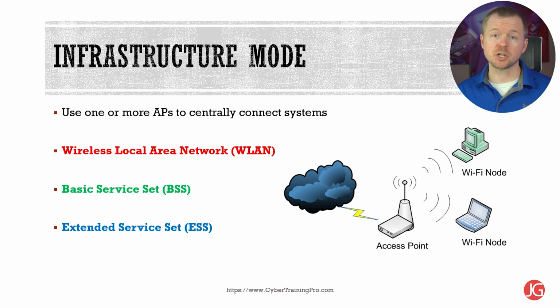When you think of infrastructure mode, I want you to think of a star topology that you'd see in wired networks. This mode creates a wireless local area network, a WLAN, and you would also use infrastructure mode if you're connecting wireless systems into a wired network. The area itself that an access point covers in this mode is called the basic service set, or the BSS, and if you wanted to extend that area with more access points, then it's called an extended service set, an ESS, and sometimes it's abbreviated as EBSS.